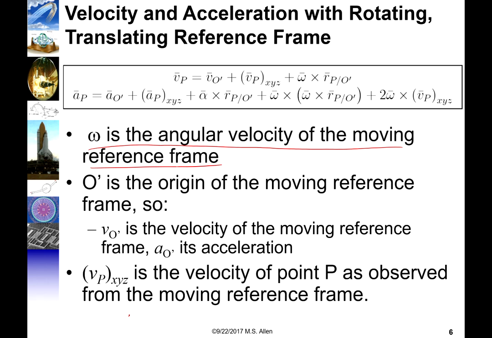You're the one who will pick what the moving reference frame is. You need to pick omega to be consistent with that. And there might be lots of other omegas in the problem that will confuse you, so you need to keep that in mind. Lots of moving parts, and each one has its own angular velocity. All right.